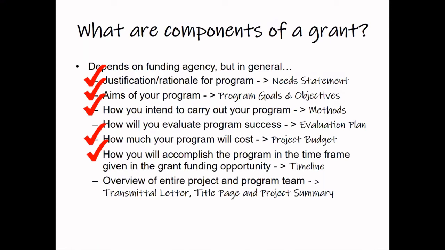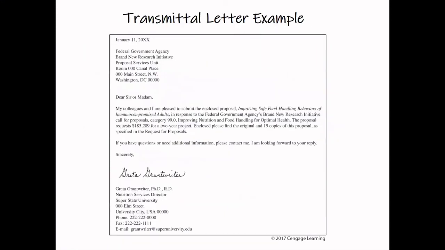So the last thing we'll talk about in this section is the transmittal letter, title page, and project summary. And these next pages are from your book. This is an example of a transmittal letter. So you can see that it's very short. You can think about it like a cover page that goes with your proposal to the agency that you're trying to seek funding from, introducing the grant proposal that you have, and the amount of money that you are requesting, and then information about the contact person who is the team lead or the project manager on the proposal.